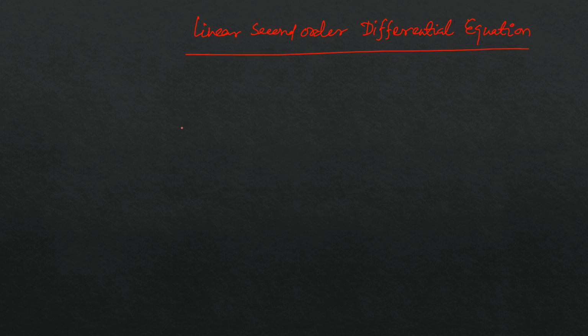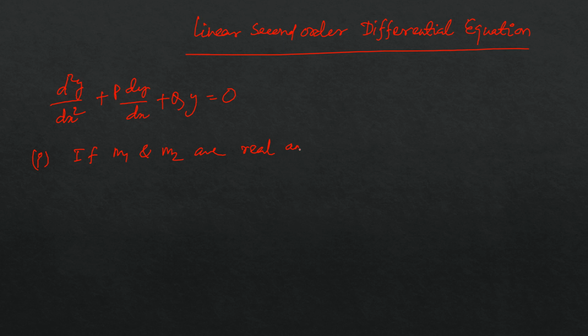So what will be the general equation? d square y by dx square plus p dy by dx plus qy is equal to 0. If m1 and m2 are real and unequal, y is equal to c1 e to the power m1x plus c2 e to the power m2x.